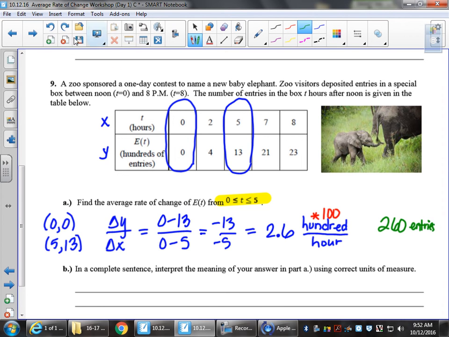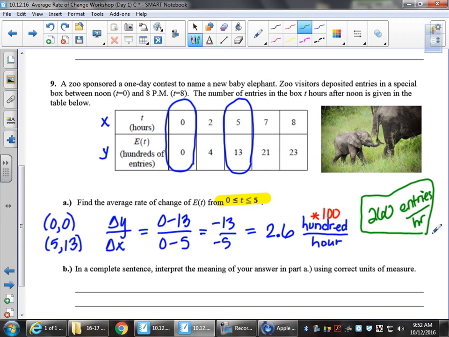We can just move the decimal, yep. Or multiply, whichever works better for you. So this really means 260 entries per hour. On average, for the first 5 hours. Yes.